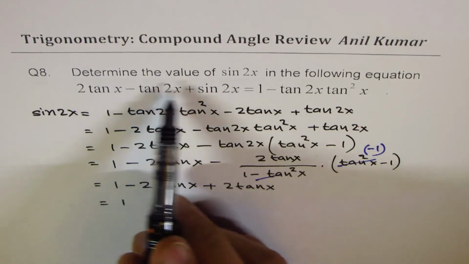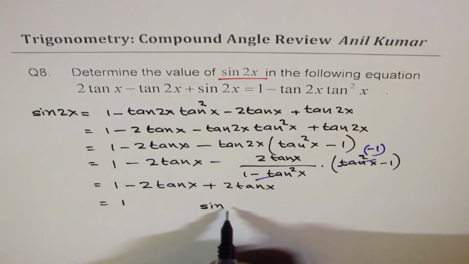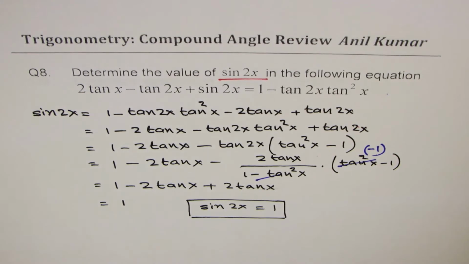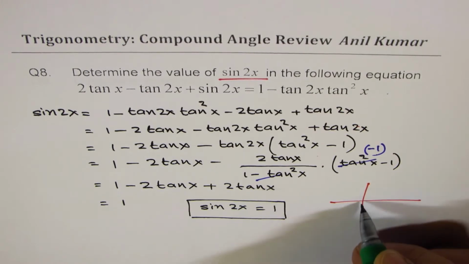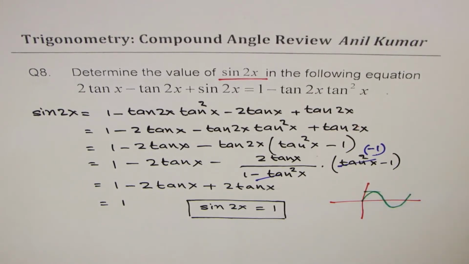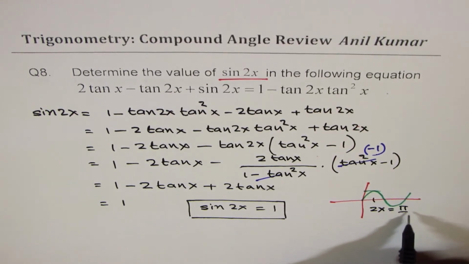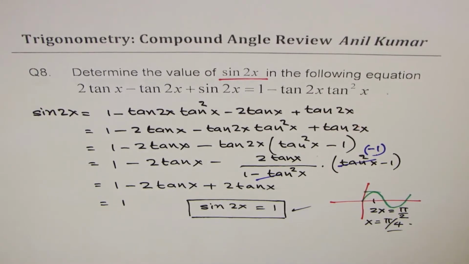And therefore, we find the value of sine 2x. You don't really have to find x. You need to only find what is sine 2x, right? So what we get here is that sine 2x is equal to 1, correct? We are not finding x, remember that. If the question was to find x, then of course the sine wave is kind of like this, right? And it is 1 for pi by 2. So in that case, you could write 2x equals pi by 2 or x equals pi by 4, right? But the question is just this.